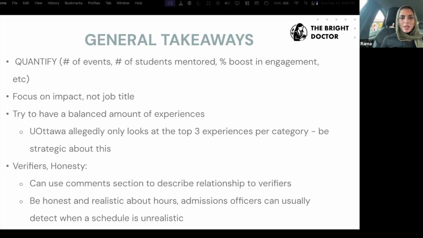Verifiers and honesty: this goes without saying, but these people get many applications every single year. They're pretty seasoned at figuring out what makes sense, what's reasonable. Don't overinflate your time just for the sake of it. Make sure you're able to honestly talk about it, and the rest will fit in later on. Oh, and use your comments to describe your relationship to the verifiers if you have time. Next slide, please. Oh, sorry.